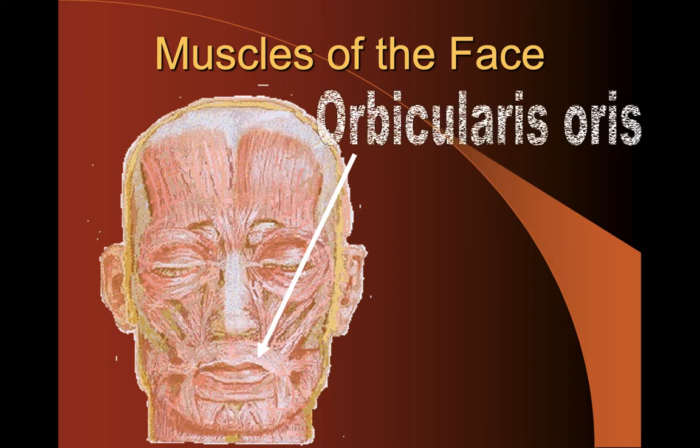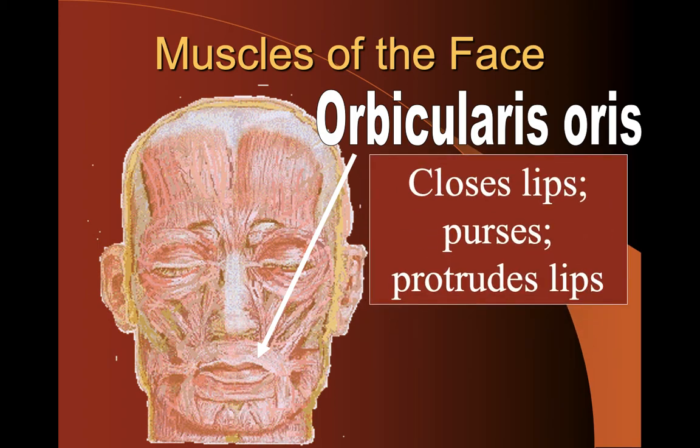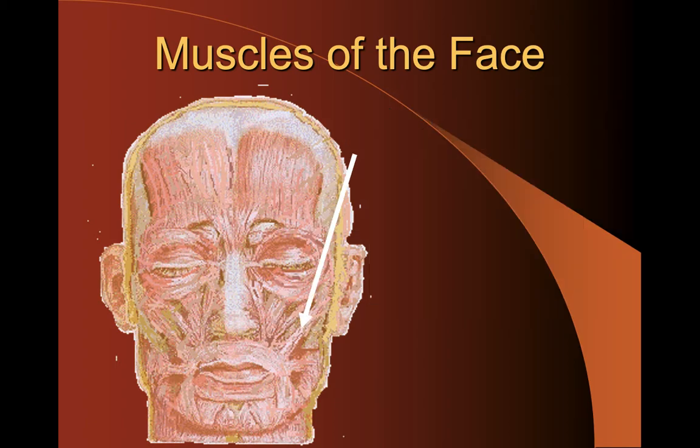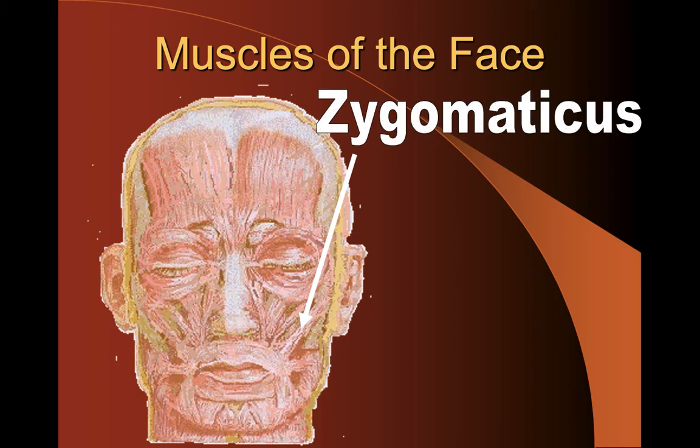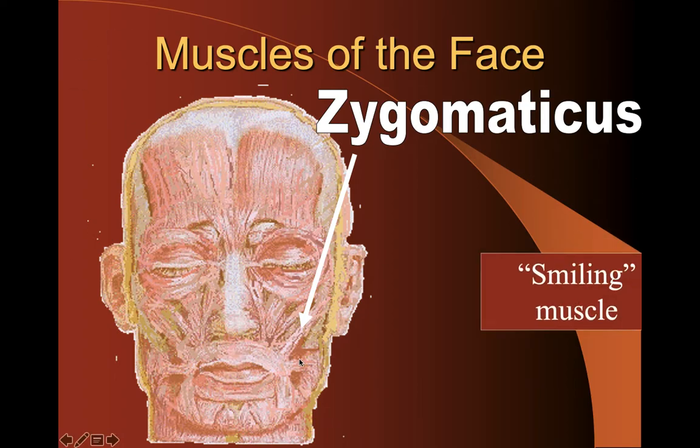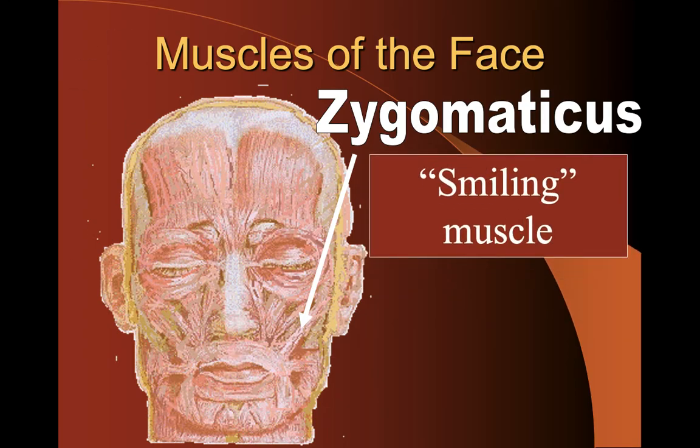Then, very similar word, orbicularis oris, is the muscle that orbits the mouth. And this would include your lips. So it allows you to close your lips, purse your lips, protrude your lips. Oftentimes, orbicularis oris is called the kissing muscle. Zygomaticus is named for the zygomatic bone. You can see that it is attached to the corner of the mouth, and this is known as the smiling muscle. It allows you to pull your lips up when you smile.